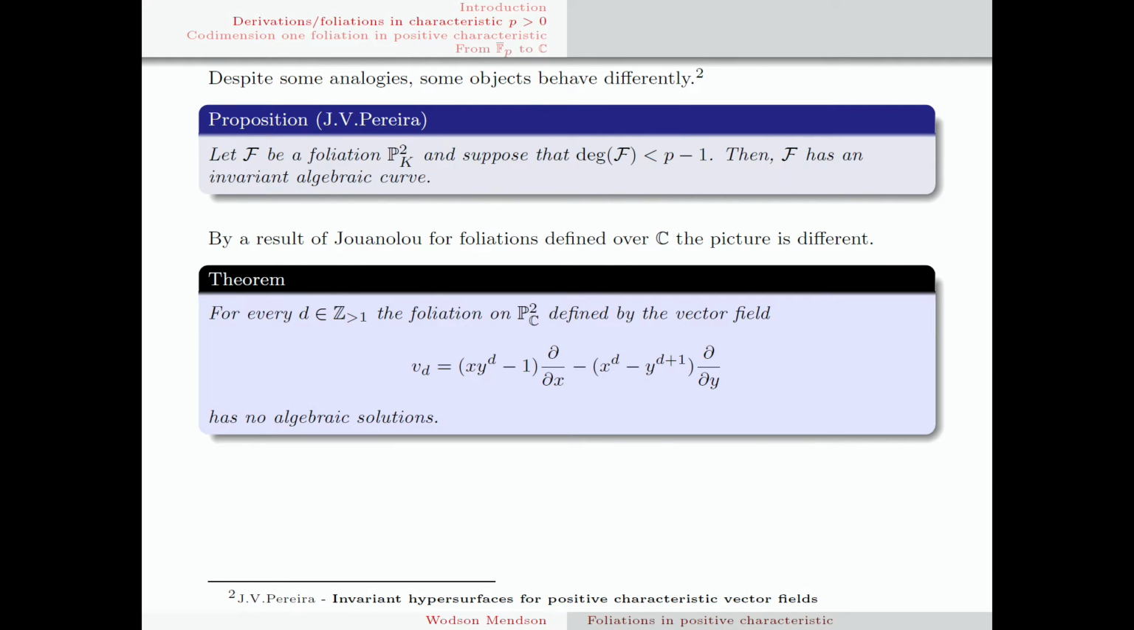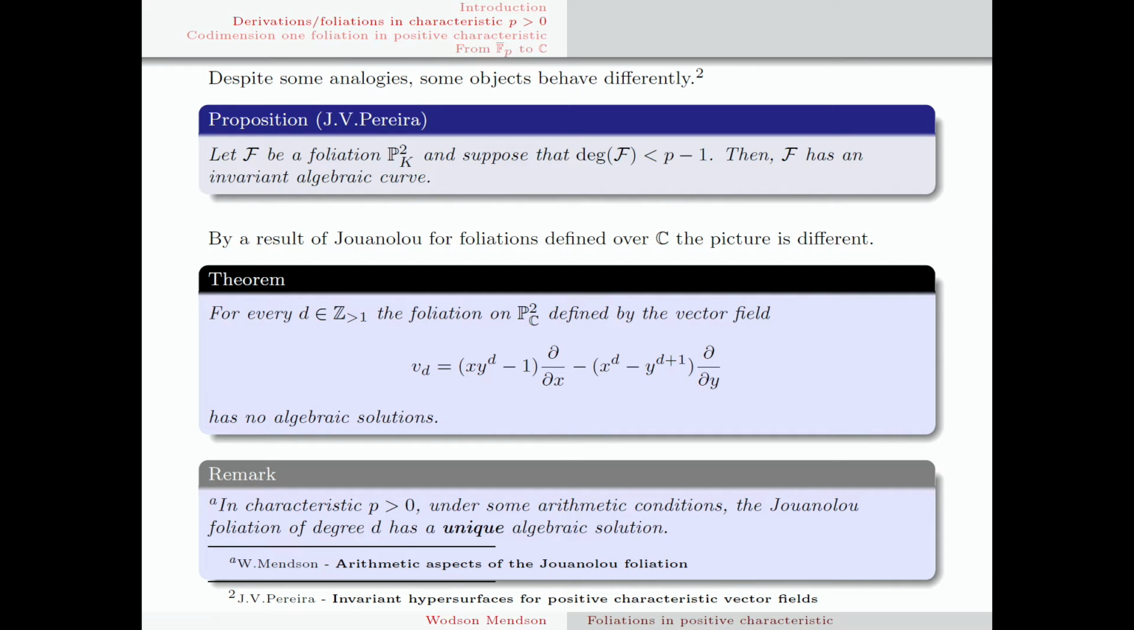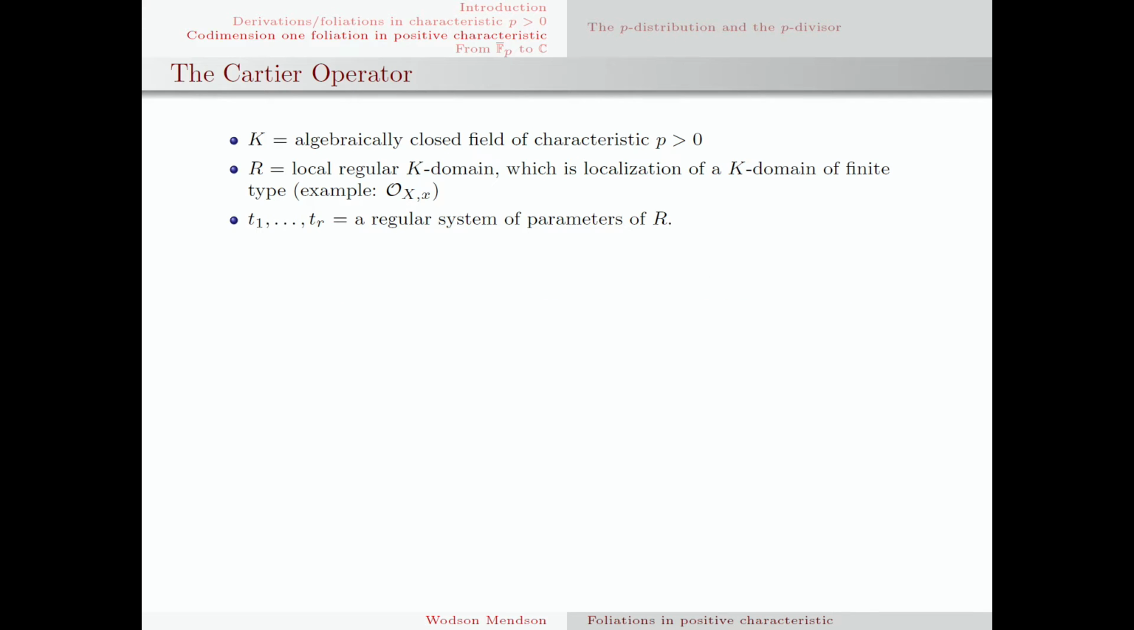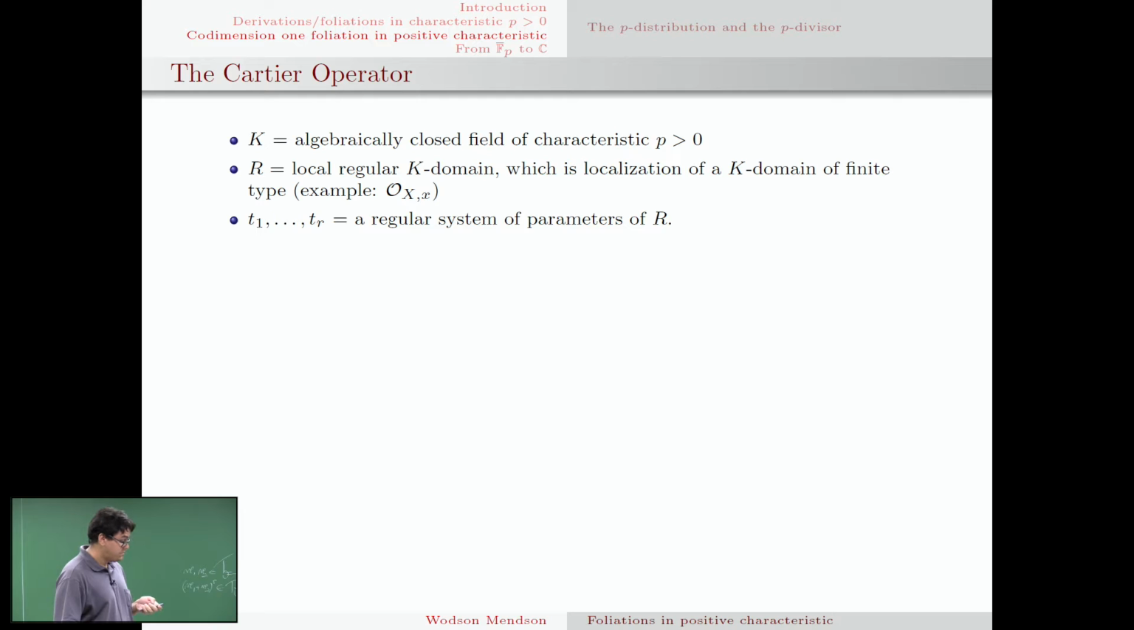Okay, this was about derivations in characteristic p and foliations. Now we'll move to codimension one foliations in positive characteristic. For that, I will define the Cartier operator first. So here's the thing: we take K an algebraically closed field of characteristic p, R a local regular K-domain, which is a localization of a K-domain of finite type, like this, the regular functions of the variety at a point. And we take t1 to tr a regular system of parameters of this ring, the generators of the maximal ideal of the ring.